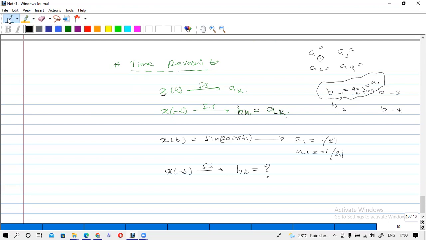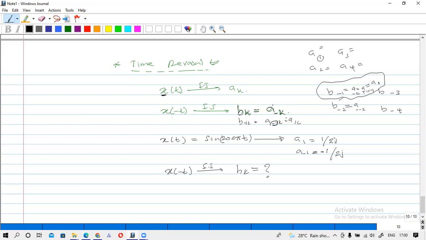In the same manner, b_-2 should be equal to a_-(-2), because b_k is equal to a_-k. So if you have b_-k, it should be a_-(-k), that means a_k. So b_-k is there, and a_-(-k) means a_k.